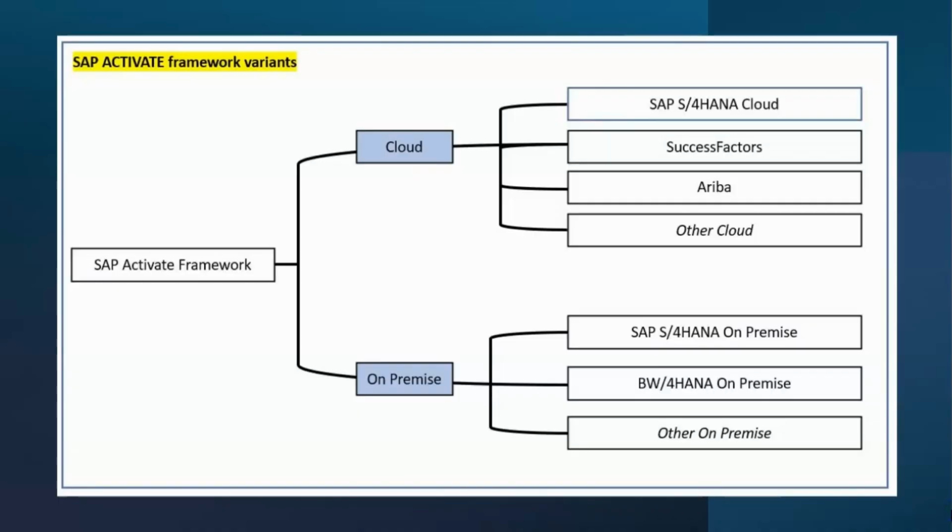Now, the Activate framework is a methodology that we use for different types of projects, whether it might be a cloud project or an on-premise implementation project. It is a very important concept for these projects. For SAP S/4HANA Cloud, SuccessFactors, Ariba, and other cloud projects, we are going to use the Activate framework and methodology. We're going to use it for on-premise systems as well, like SAP S/4HANA on-premise, BW for HANA, or any other on-premise systems. So these are a few examples where we can use the Activate methodology.